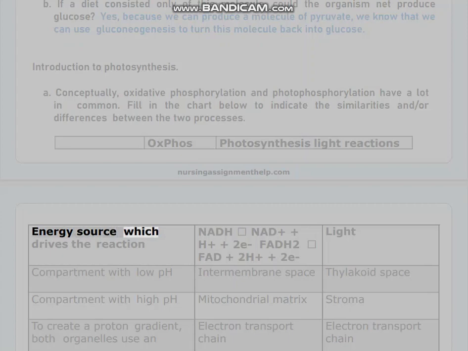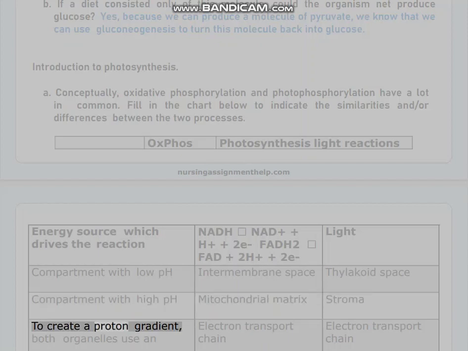Energy source which drives the reaction: NADH → NAD+ + H+ + 2e-, FADH2 → FAD + 2H+ + 2e- for OXPHOS; light for photosynthesis. Compartment with low pH: intermembrane space, thylakoid space. Compartment with high pH: mitochondrial matrix, stroma.